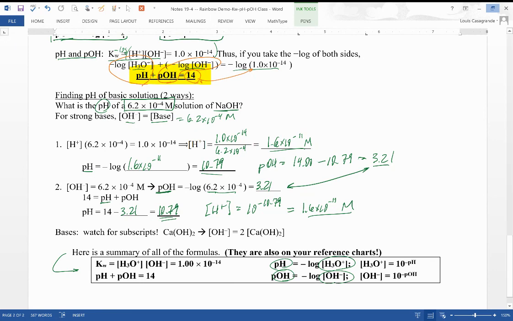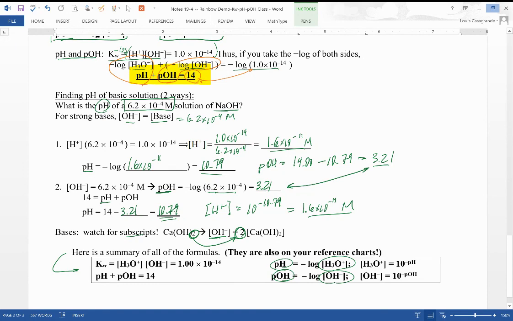One last caution, and then I'll let you go. Watch out for subscripts. Calcium hydroxide is a strong base. So when it dissociates, it doesn't form one, but it forms two hydroxides. So we have to take the calcium hydroxide concentration and multiply it by 2 in order to get the hydroxide concentration. Make sure you do that before doing any further calculations.